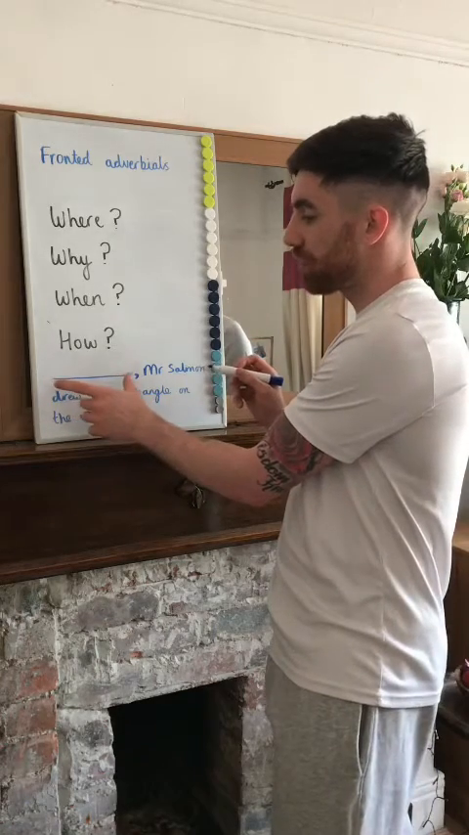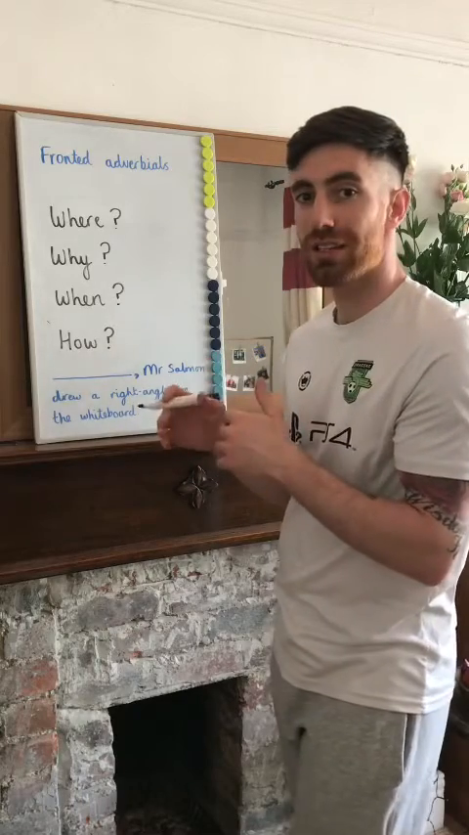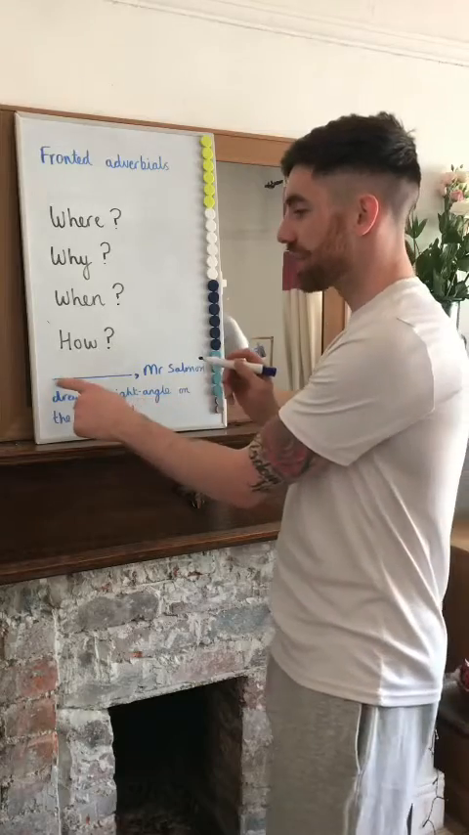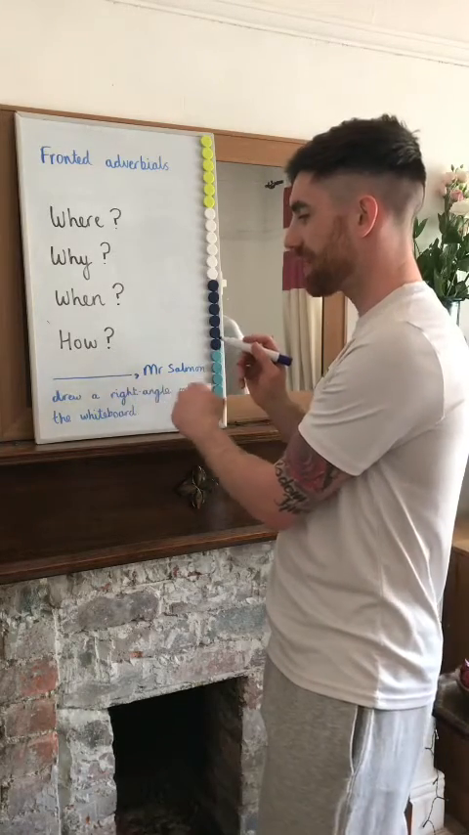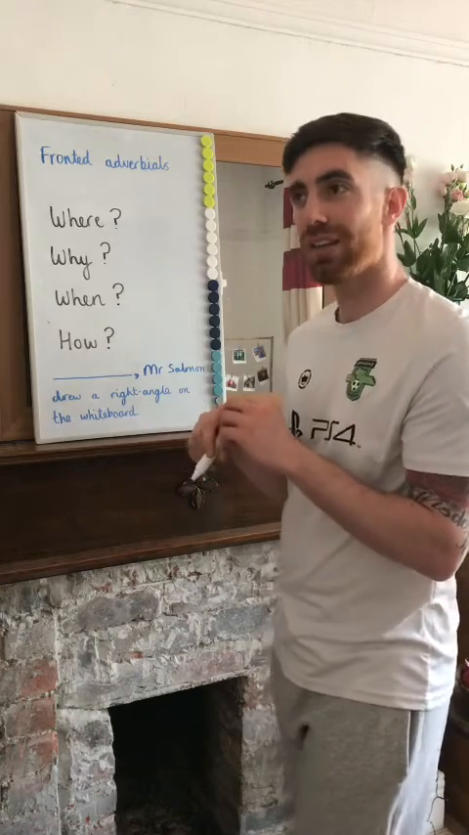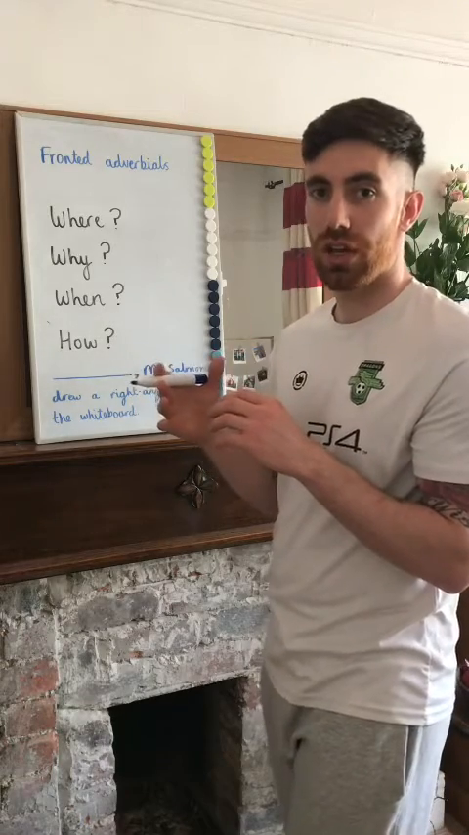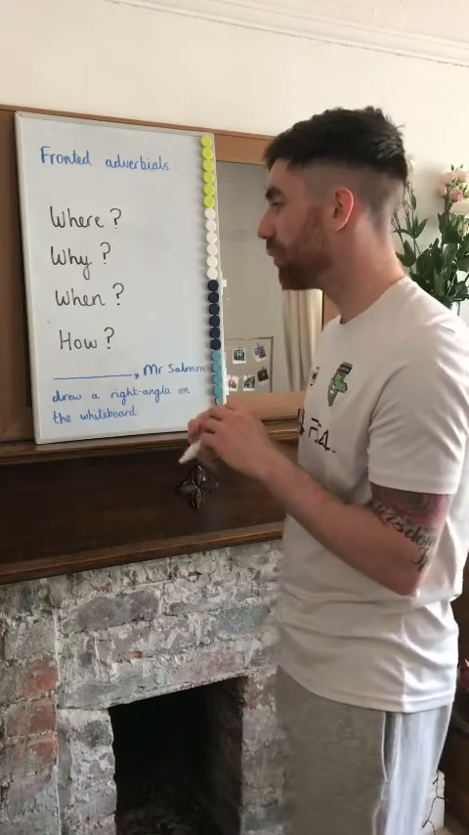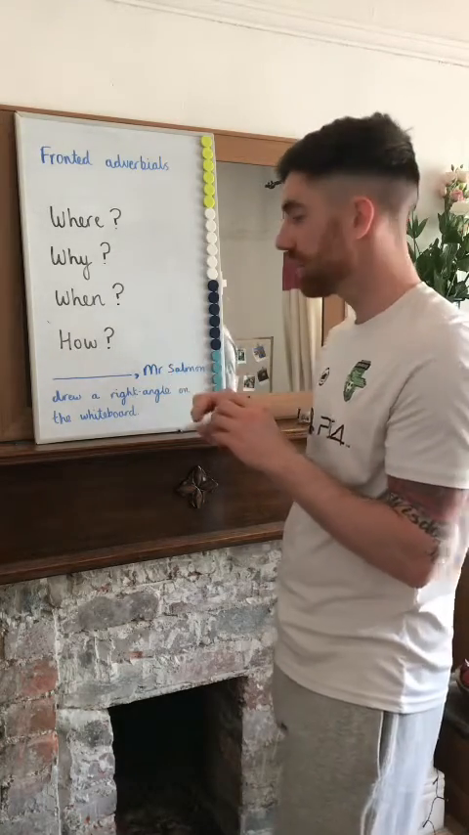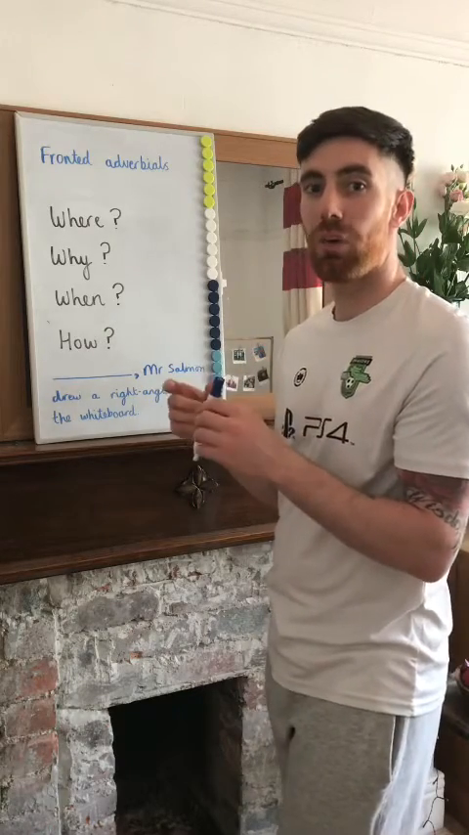Why? In order to help the children work from home, Mr. Salmon drew a right angle on the whiteboard. So that's the why part of it. When? As the clock struck 11, Mr. Salmon drew a right angle on the whiteboard. So not just saying at 11 o'clock, I made it a bit more exciting, as the clock struck 11. Okay? And how? Using a blue pen and very carefully, Mr. Salmon drew a right angle on the whiteboard. So that was describing how I did it.